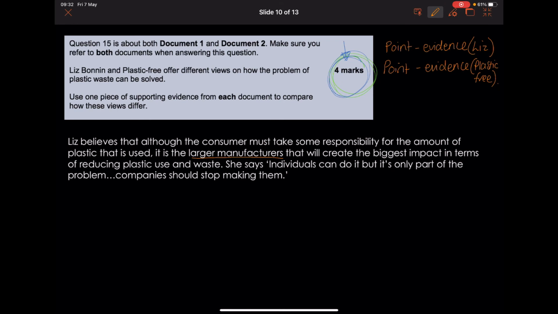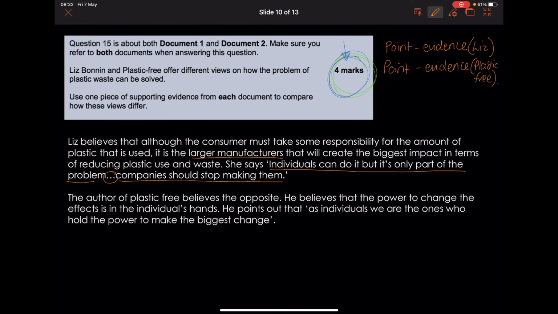Now, I've not quoted a massive quote here. What I've done is I've written part of what she said, and then I've done these 3 dots called an ellipsis, and then I've quoted another bit of what she said. Because I didn't need to write the whole thing, but that gets my point across, and that's my evidence. And then for Plastic Free, I've said, the author of Plastic Free believes the opposite. He believes that the power to change the effects is in the individual's hands. He points out that as individuals, we are the ones who hold the power to make the biggest change.